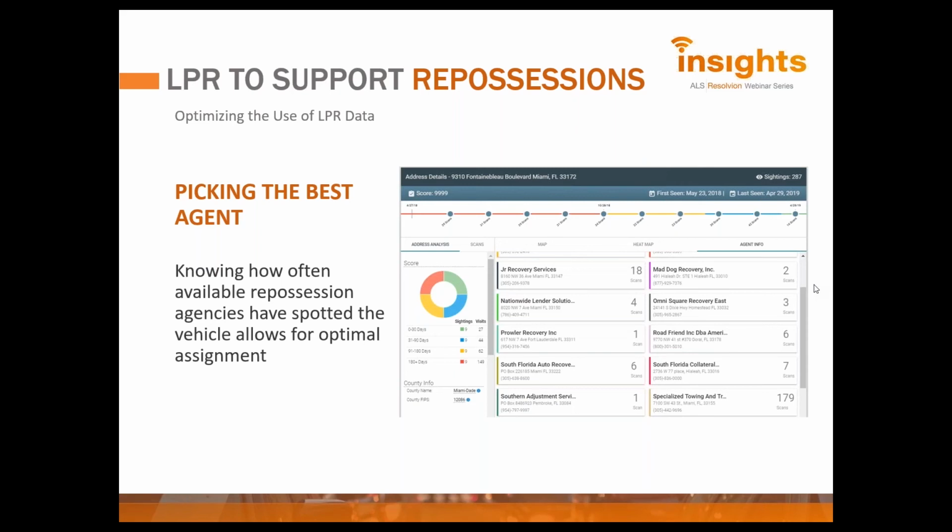And this also highlights the importance of having the VINs in the live LPR system as well, because if you had assigned this to one of the other 9 agents, and the 10th agent, Specialized Towing, that had seen it 179 times, had scanned it again, that would have been a lost opportunity if that VIN was not in the live system. So this is a really powerful piece of data to try to determine who's the best agent to give this particular assignment to.